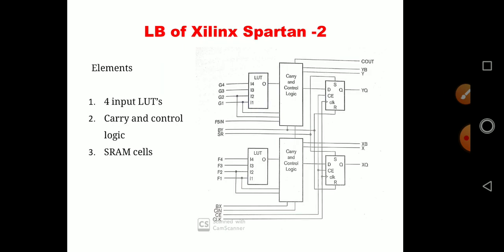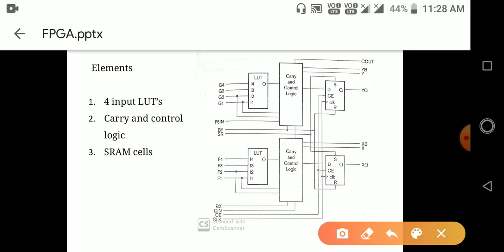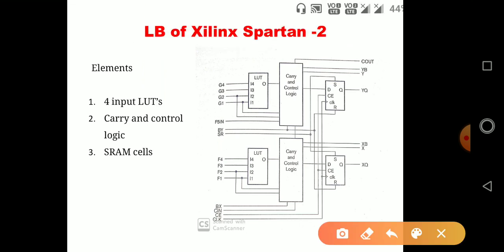So here is a diagram. You can see this is an example where the logic block of Xilinx Spartan 2 is shown here. The whole part is sliced into two parts. Each slice contains two lookup tables, each having four inputs. So there are two 4-input lookup tables, and then the carry and logic controls.